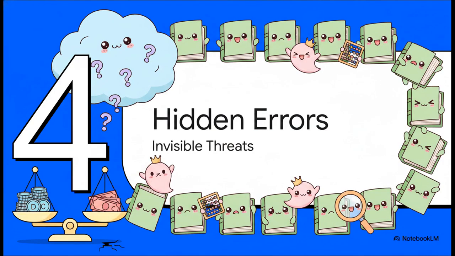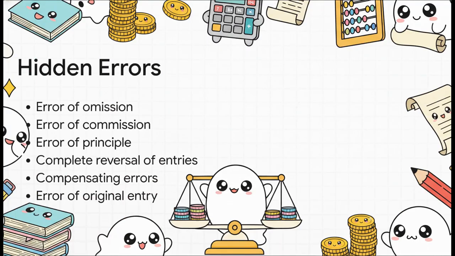Section 4, Hidden Trial Balance Errors. Now we're looking at the invisible threats, errors where your columns match perfectly, giving you a false sense of security, but your books are completely wrong. Our notes highlight 6 culprits that completely bypass the trial balance truth serum. Because these errors somehow maintain the mathematical balance of debits and credits, they can just hide in plain sight. Let's dive into a few specific examples.